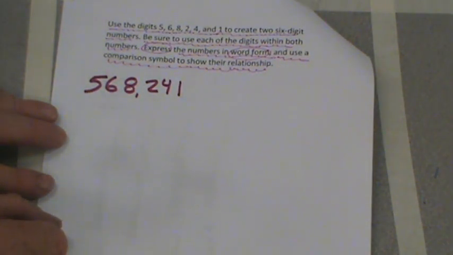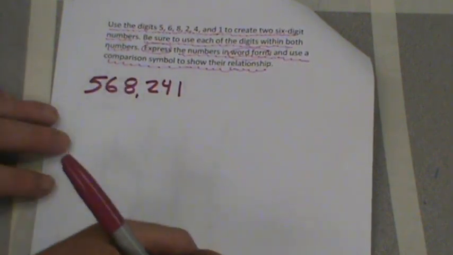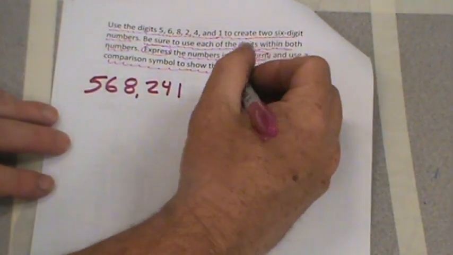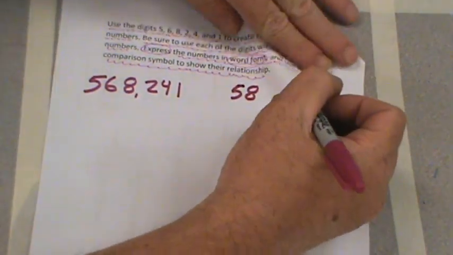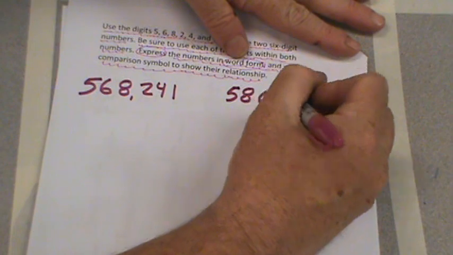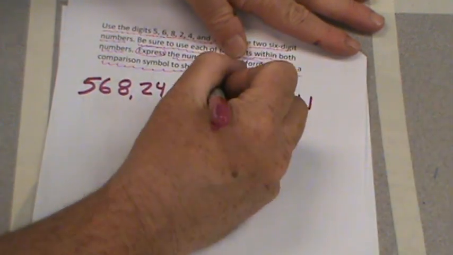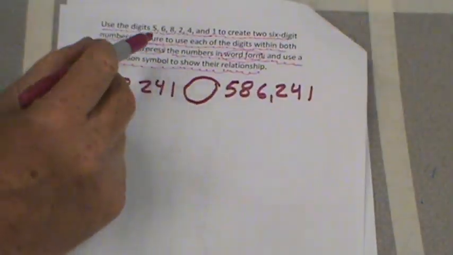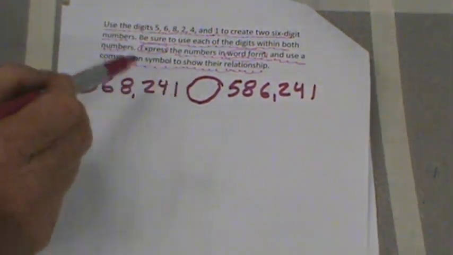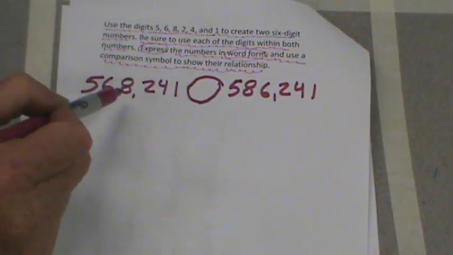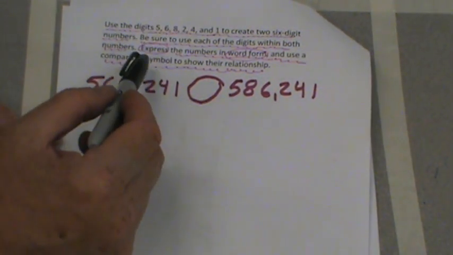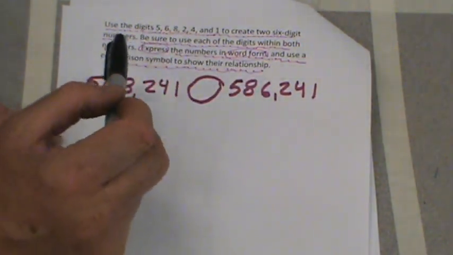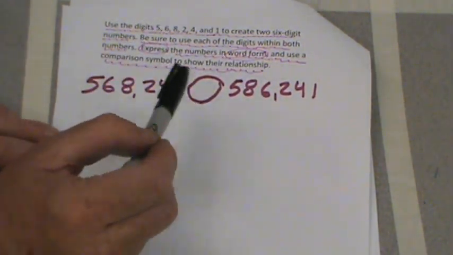Okay, and then let's change this up a little bit, and we'll do 5, 8, 6, 2, 4, 1. And our job, see what we've done? We've created two 6-digit numbers using those digits: 5, 6, 8, 2, 4, 1, and 5, 8, 6, 2, 4, 1. Our job is to express the numbers in word form, but let's not do that yet. Let's see which one's greater.